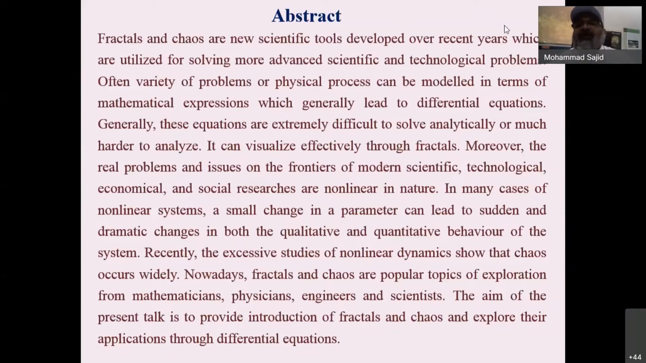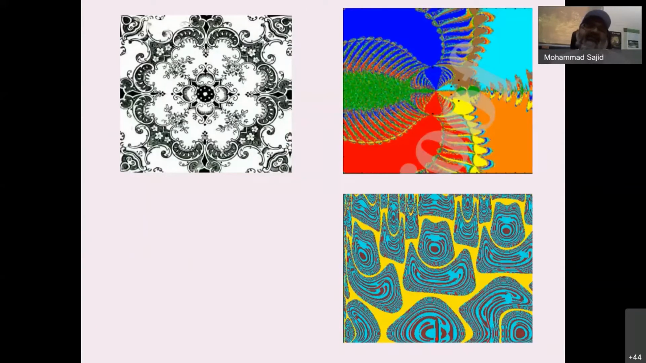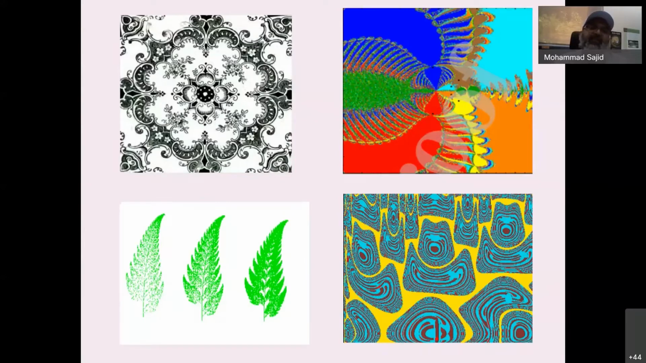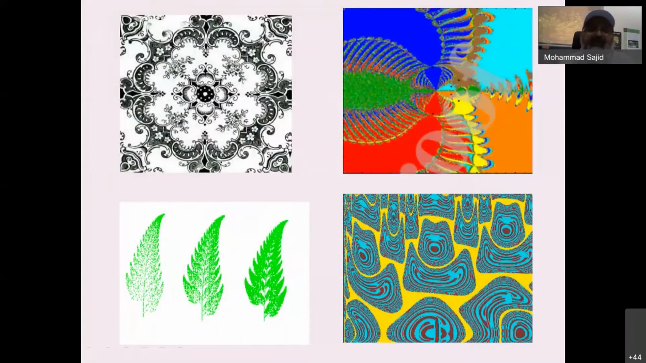So we come now to see some pictures. These pictures are generated through some functions or equations or differential equations. A lot of things are available in the literature, but we connect here to differential equations. First, suppose we have a function, we can generate the first picture, then the second picture, then the third picture. I will show some of the pictures and how to generate them.